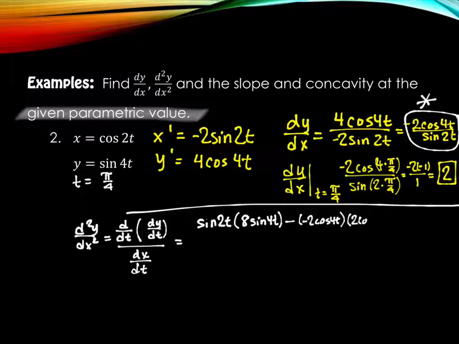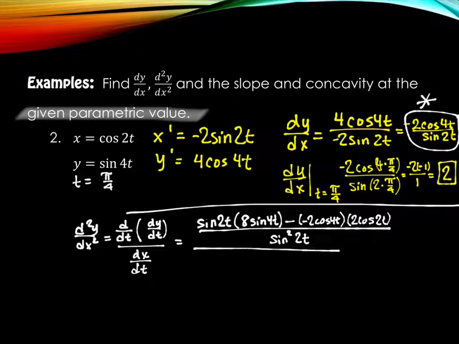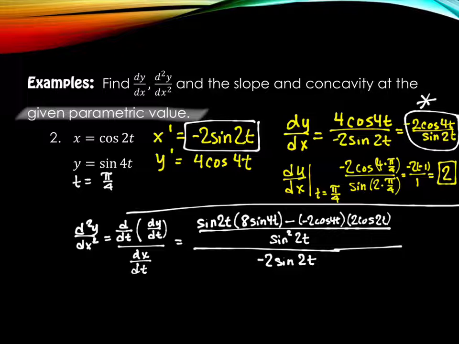Two cosine 2t. Good. 2 cosine 2t, all over sine squared of 2t. Yeah? Sine 2t, sine 2t. But then all of that is over dx dt. What was dx dt? Well, we wrote it down up here. -2 sine 2t. Well, it's just got worse. Okay. Some of this cleans up, some of it doesn't.